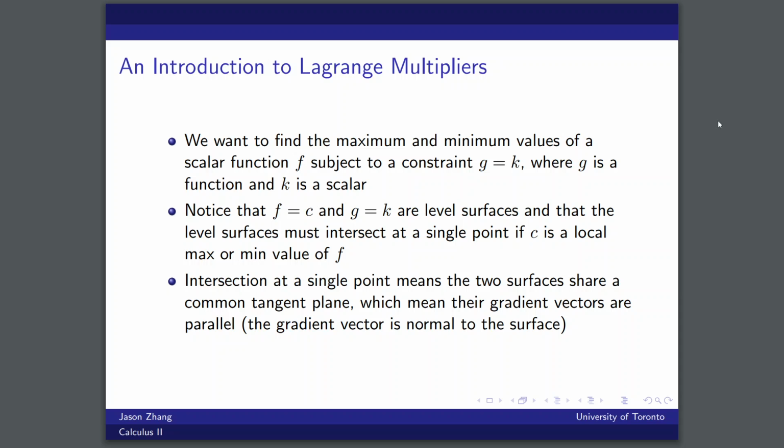So we should also notice that the intersection at a single point means the two surfaces share a common tangent plane, which means that their gradient vectors are parallel, since the gradient vector will be normal to that surface.